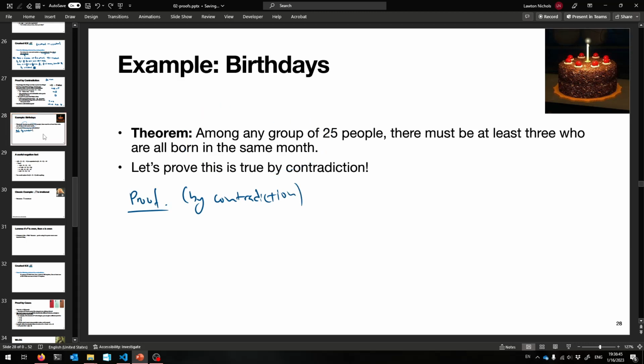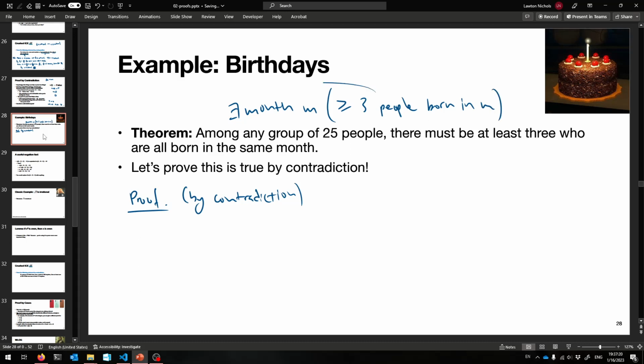So among any group of 25 people, there must be at least 3 who are all born in the same month. So we're showing that there must be a month, call it M, such that there are greater than or equal to 3 people born in M. Greater than or equal to 3 people in this group born in that month M.